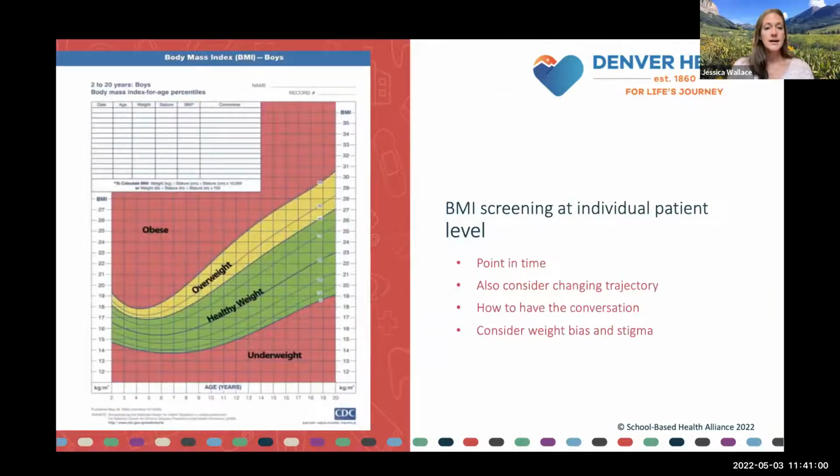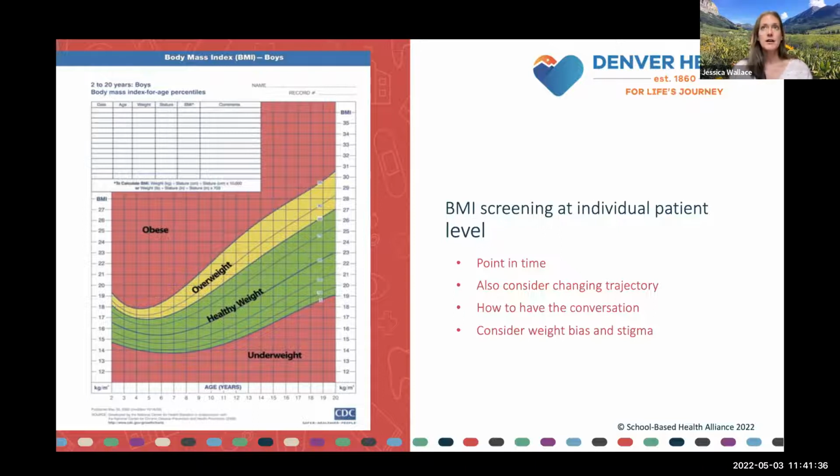The first thing that we do at Denver Health that is of utmost importance and obviously relates to the measures that we have to track, and you all are doing as well, is that BMI screening at the individual patient level. And, just like you all do, we view it not just as a point in time, but also as a way to evaluate changing trajectories over time, and highlight potential risks and opportunities. What this screening doesn't do is tell us how to have that conversation.